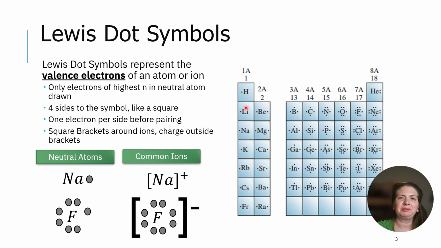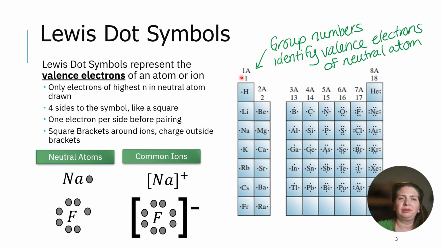The periodic table provides a convenient shortcut for determining the number of valence electrons for the main group elements. Look at the group numbers. Group 1 has 1 valence electron. Elements in group 2 have 2 valence electrons. Group 13 has 3 valence electrons. This pattern continues across the periodic table. The noble gases in group 18 have 8 valence electrons, with the exception of helium, which only has 2.